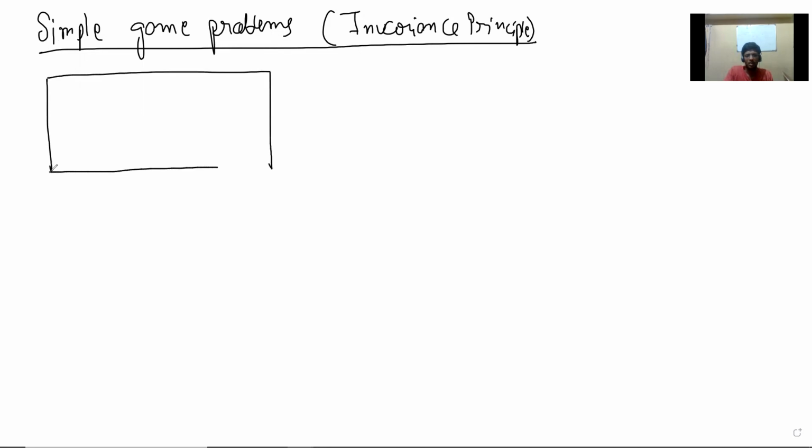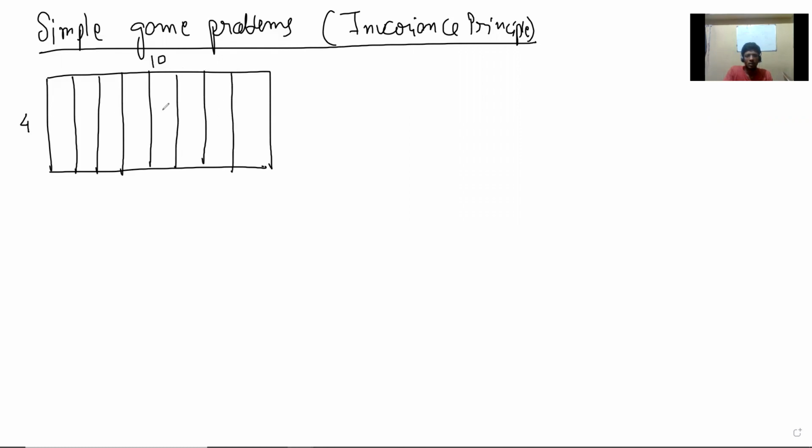let's say a chocolate bar. Okay. So it could be 10 into 4, a 10 into 4 chocolate bar. There are two players. Yeah, 8 into 4. So basically at each move, the player picks up one of the pieces and breaks it into two. Okay, along the lines, obviously.